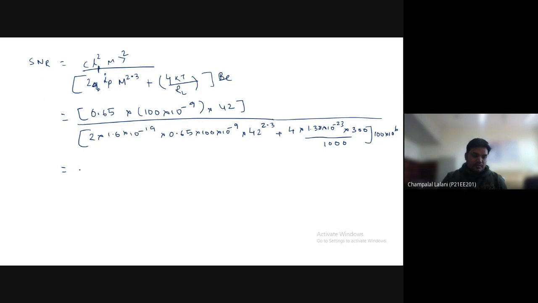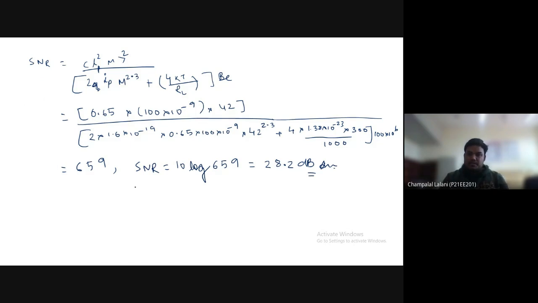So the answer, if you have calculated it, you can get it as 659. So the SNR will be 659. If you find it in a dB scale, this will be around 28.2 dB. So this is the answer that you will be getting.